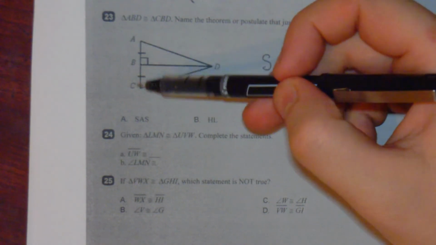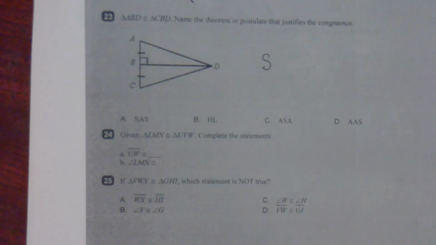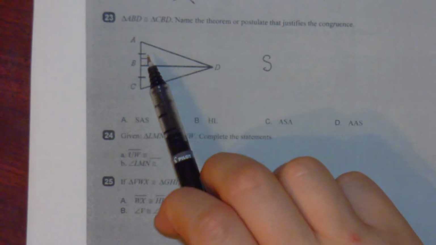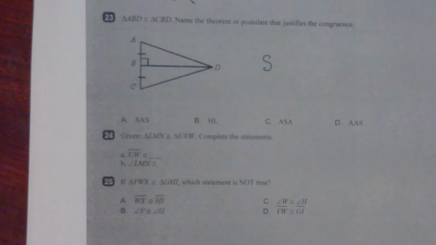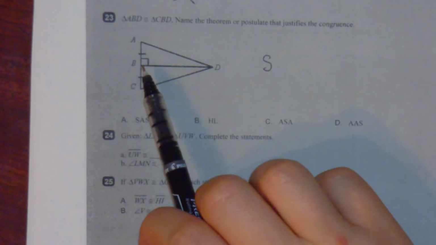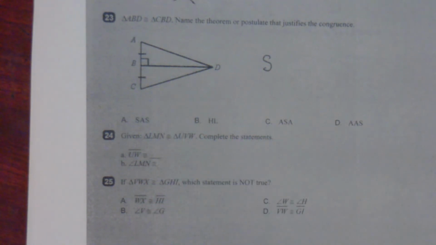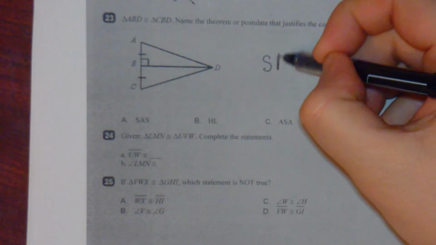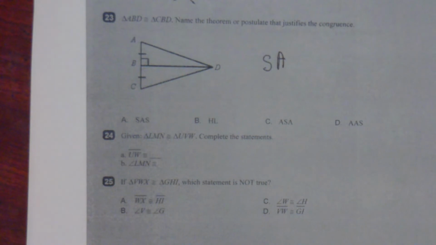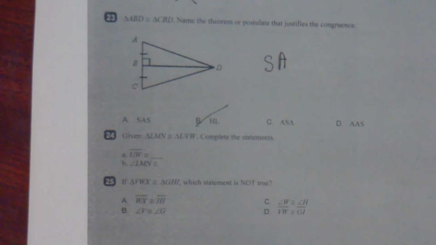AB is congruent to BC by a side length. Then we do have a right angle. Well, this right angle is shared by both sides, so if this is 90 degrees, then the other has to be 90 degrees. So that gives us an angle. So we have a side and an angle. So right away, we know we can just cross out HL.